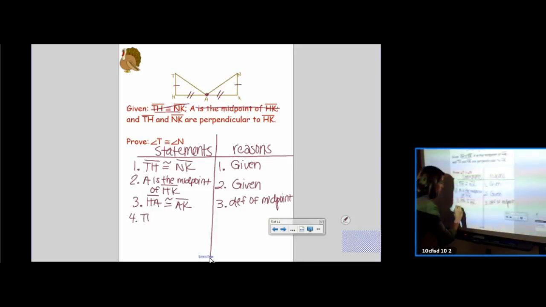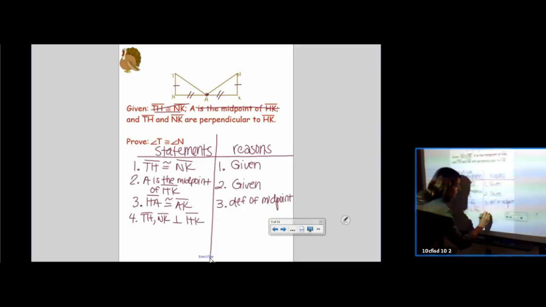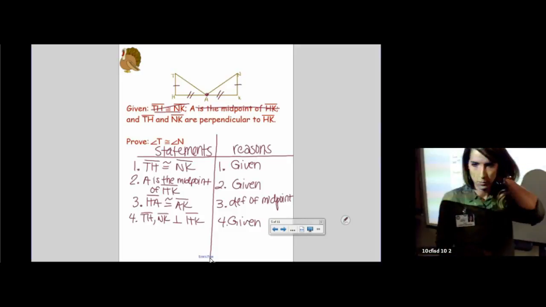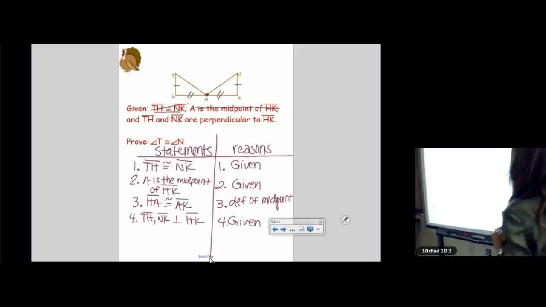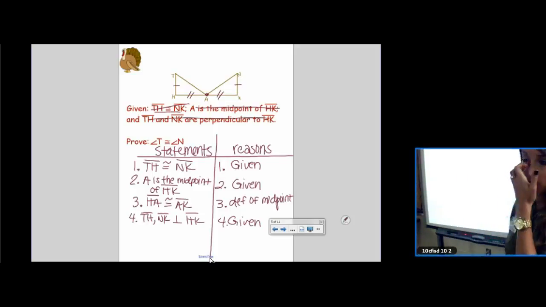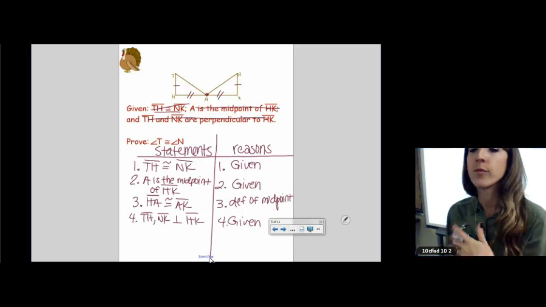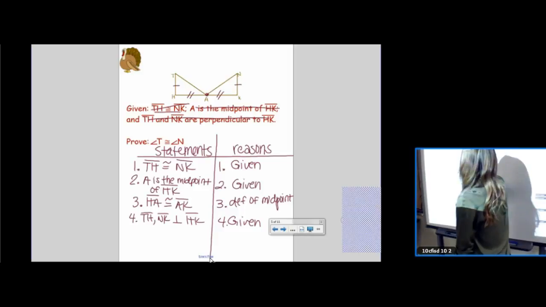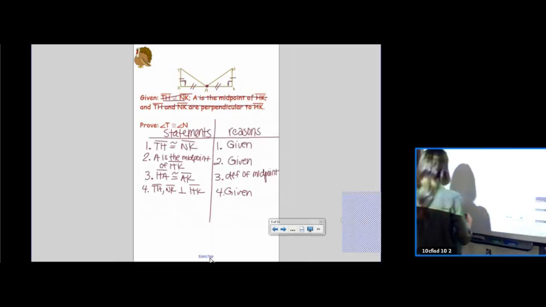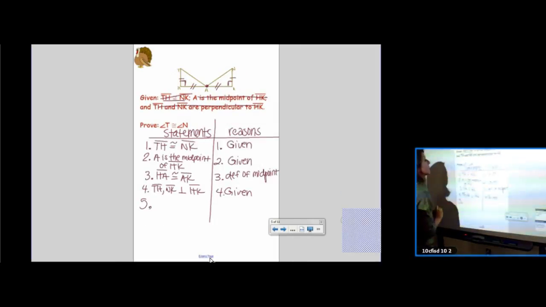Segment TH and segment NK are perpendicular to segment HK. Don't try to think about it, it's simply given. Okay. If someone told me that two segments were perpendicular, what would I add to my picture? Oh, I would add right angle markings. When you add something to your picture, you must document it in the proof. Number 5. I get to say, I can do them both in one line.